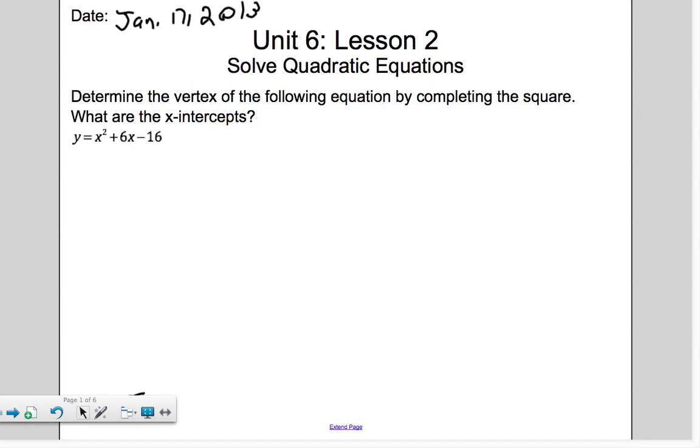Okay, so basically the first part is reviewing completing the square. This is how we're going to find the vertex. So if we didn't quite grasp it, pay attention. Go through the steps again.